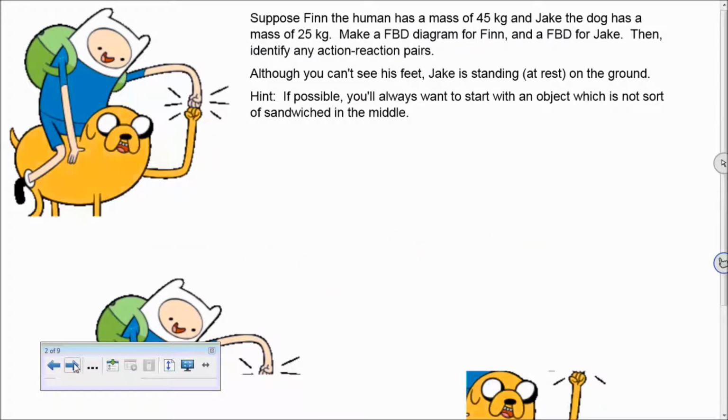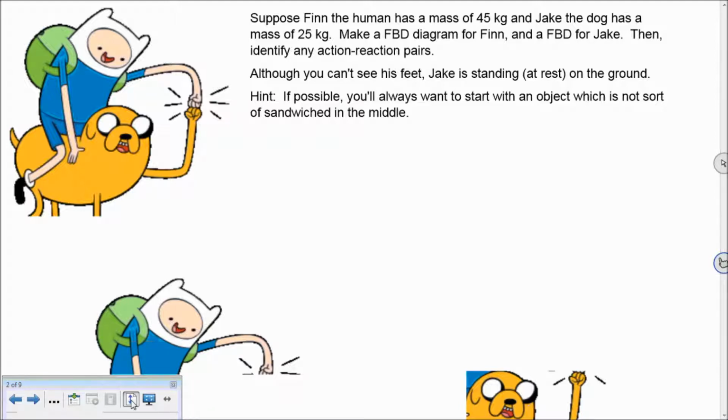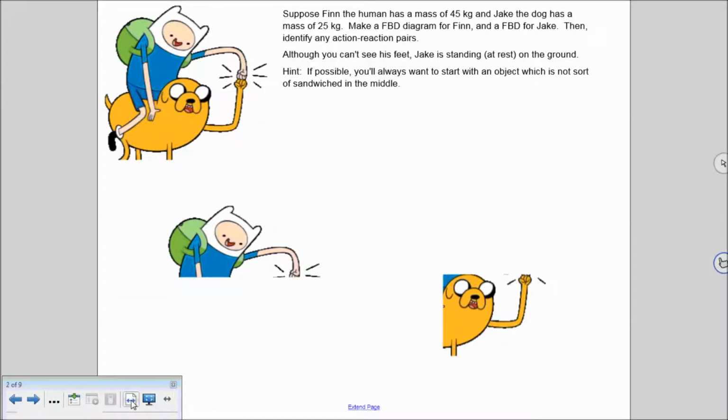All right, today's notes, Adventure Time themed. You're welcome. If you are not familiar with Adventure Time, this dude here, that's Finn the human. This guy here, Jake the dog. He's a stretchy dog.